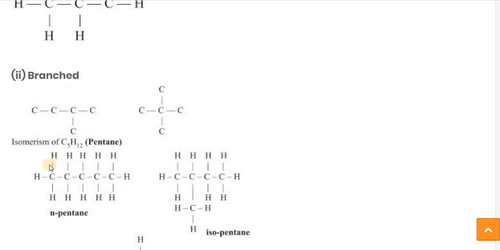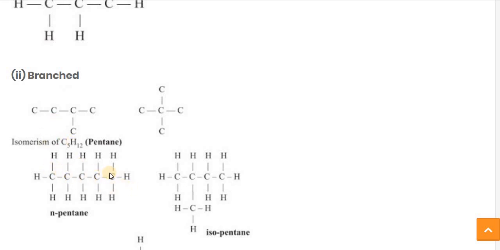If asked to write what is isomerism: in isomers the formula of the compound is the same but the structure is different. Here you can see the formula C5H12 in all these three structures, but the structure is different. The formula is the same but the structure is different. Here C5H12: you can see 1, 2, 3, 4, 5, it is 5 carbons and 12 hydrogens.